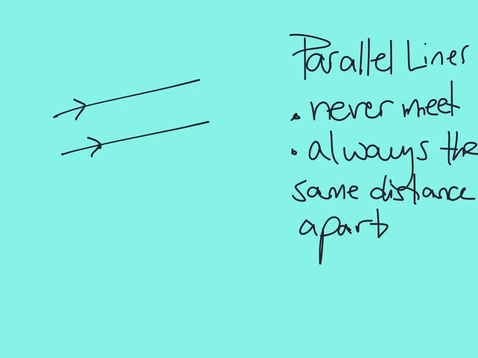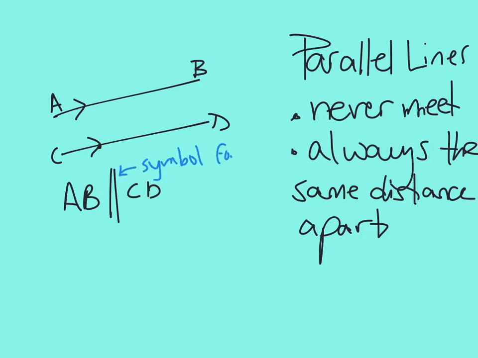If I want to label this, I can call this A, B, and call this C and D. And I can say that AB is parallel to CD. So this is the little symbol for parallel.